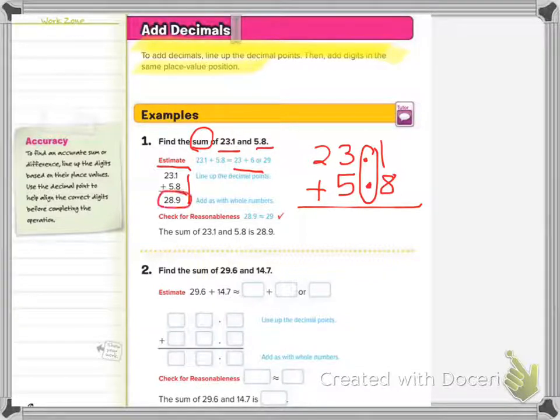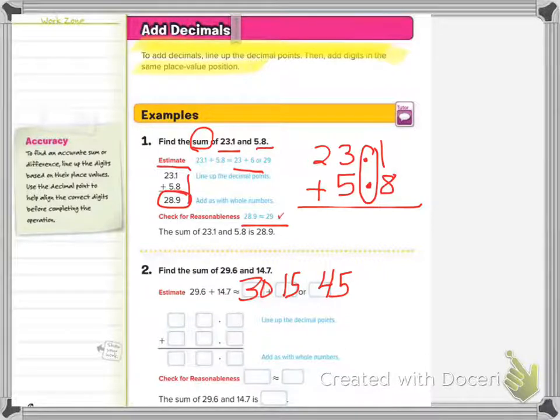Is 29 close to 28.9? Yes. So our answer makes sense. There is reasonableness there. Let's look at example number 2. It says find the sum of 29.6 and 14.7. If we estimate 29.6, that 0.6 is 5 or more, so we're going to round it up to 30. And 14.7, 0.7 is more than 5, so we're going to change that to 15. So 30 plus 15 gives us about 45. So our answer should be close to 45.